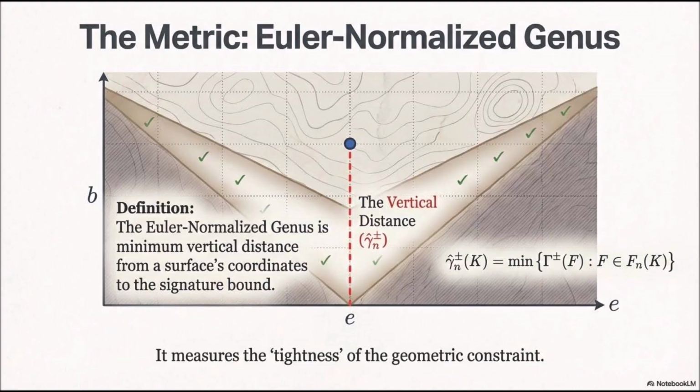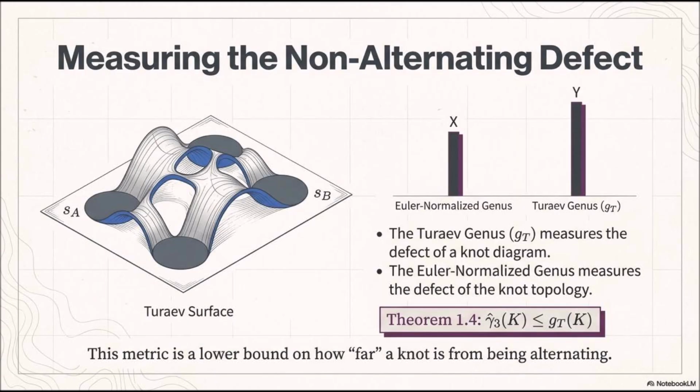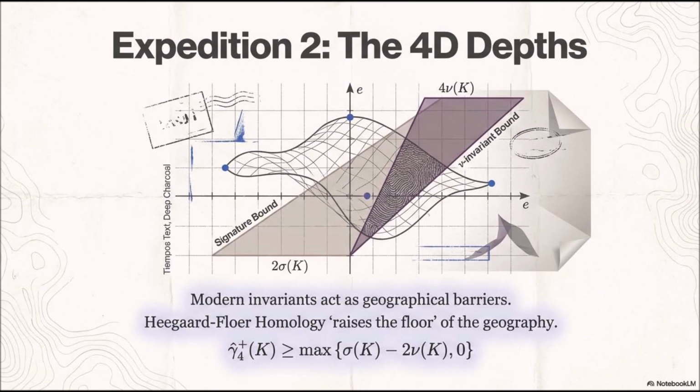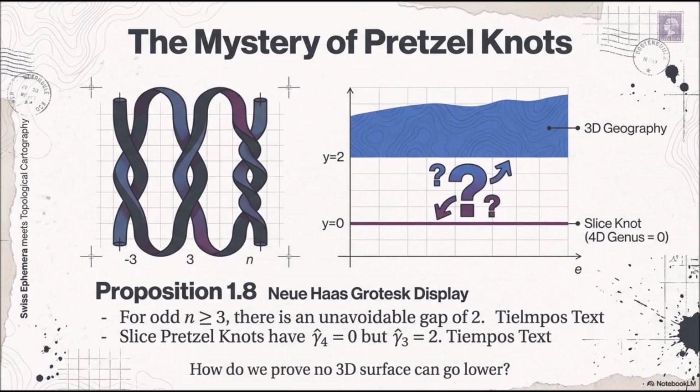The geography perspective leads to a reframing of many non-orientable slice torus bounds. Theorem 1.2. For any knot K, we have the maximum of sigma of K minus 2 epsilon of K, and 0 is less than or equal to gamma hat plus 4 of K. And there's a similar formula for the negative version. Here, this new variable, epsilon of K, comes from a very powerful modern invariant called Heegaard-Floer homology. So what's the theorem saying? It's saying that their new geometric distance, the gamma hat value, is bounded below by these deep algebraic invariants. It connects the geometry of the map to the deep algebra of the homology theory.